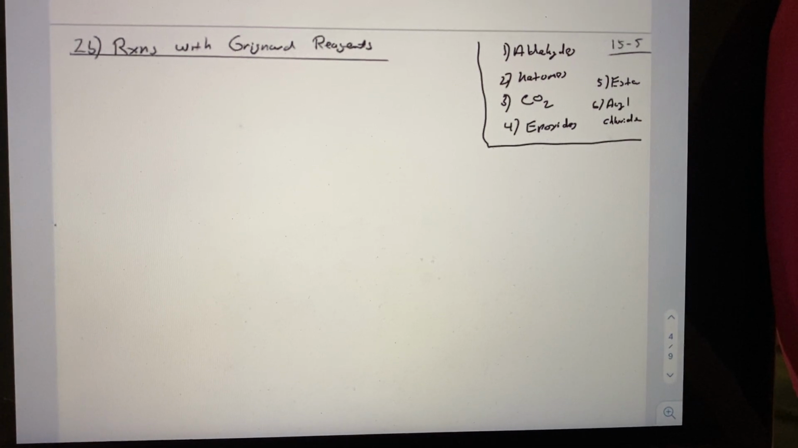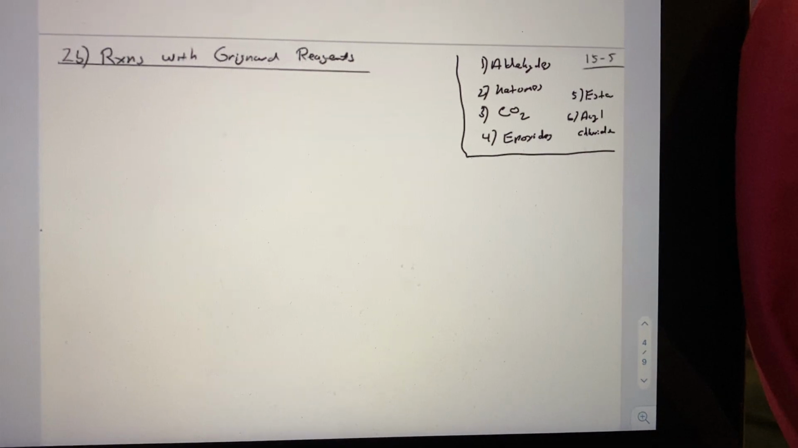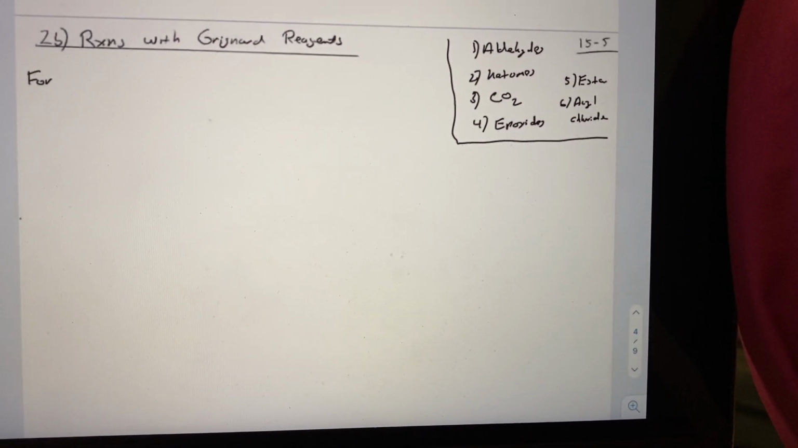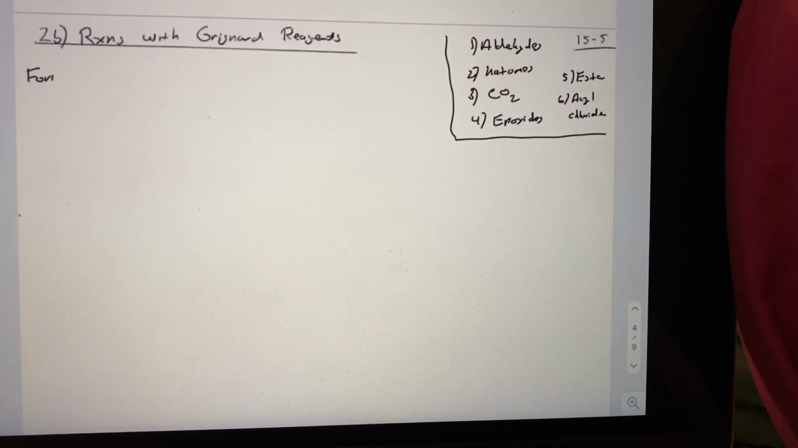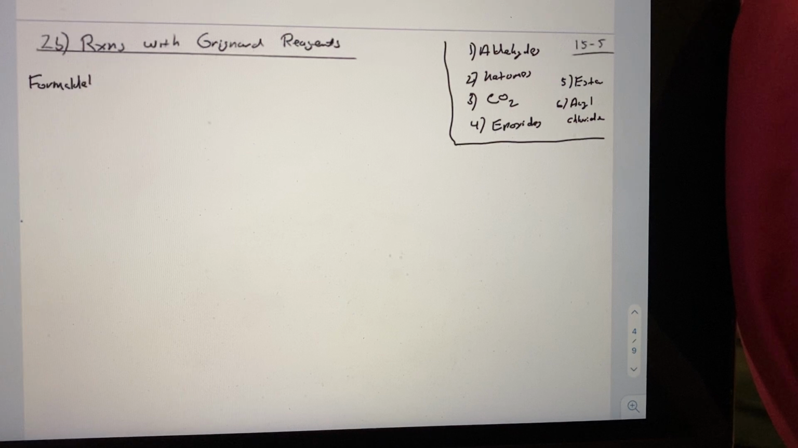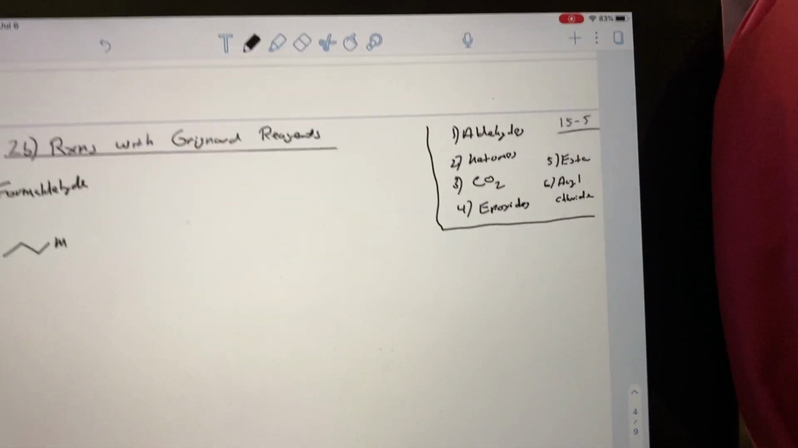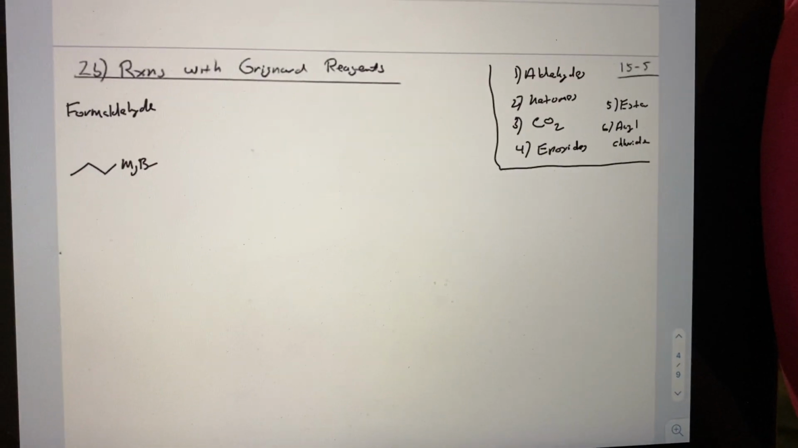So just to help organize things, how about first, let's think about an aldehyde. And let's use the simplest aldehyde as our example. So spell it right, formaldehyde. We'll use some Grignard reagent. Let's just have maybe 3 carbons, make it a little bit shorter to squeeze it in there.